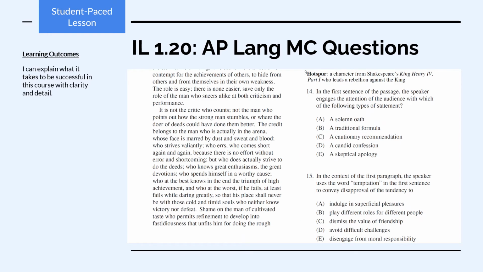And here are a couple of multiple choice reading questions based on that passage. Number 14 reads, in the first sentence of the passage, the speaker engages the attention of the audience with which of the following types of statements? A, a solemn oath, B, a traditional formula, C, a cautionary recommendation, D, a candid confession, and E, a skeptical apology.